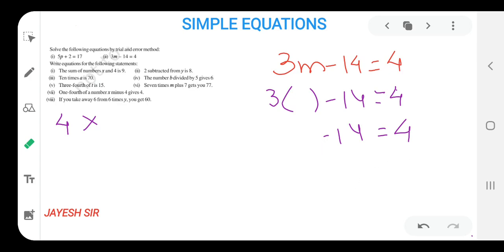So let us begin with the next, that is putting the value of 5. Now I am putting the value of 5 over here. 5 threes are 15. 15 minus 14, 1 is not equals to 4, we can say. That means this also does not satisfy.